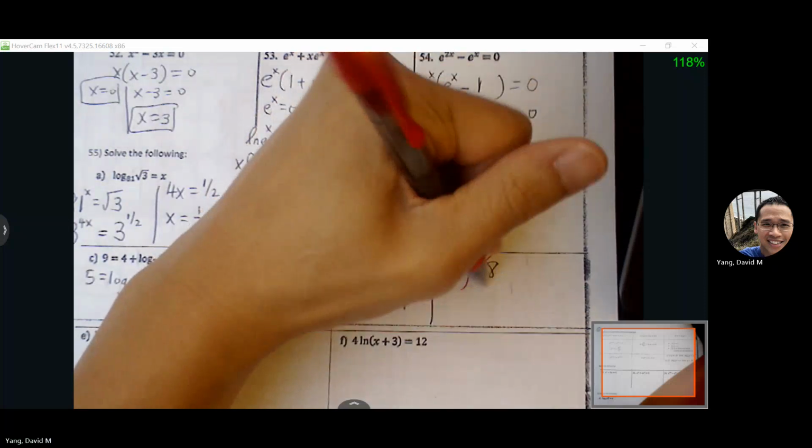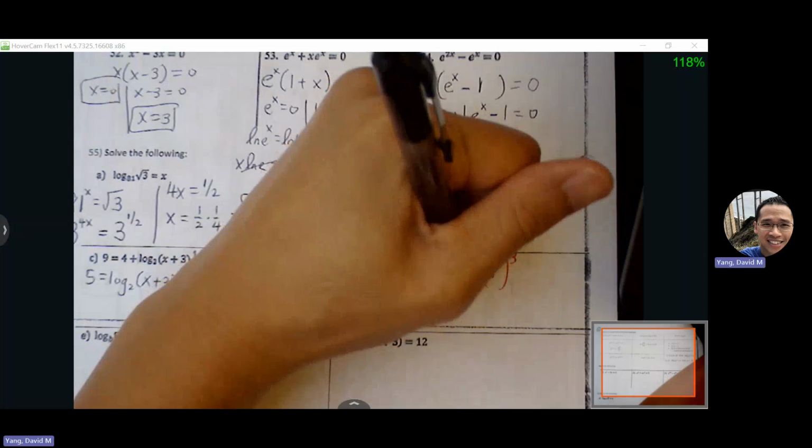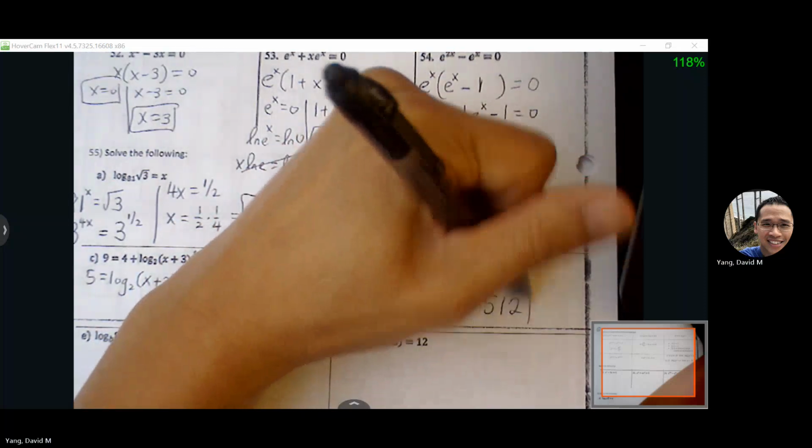So cube both sides, 1/3 times 3 is 1, and 8 to the 3rd power, leave that alone, or you can write it as 5/12.